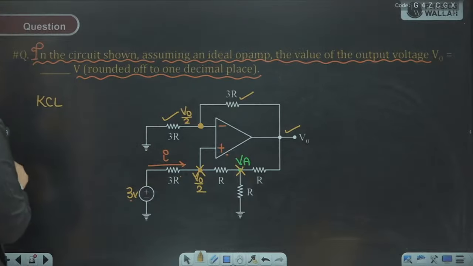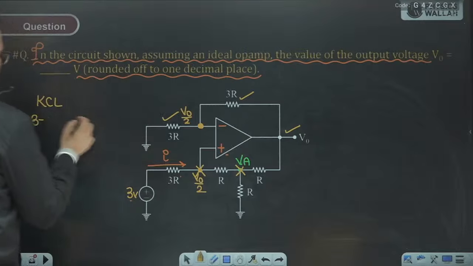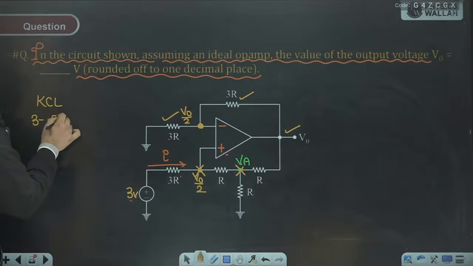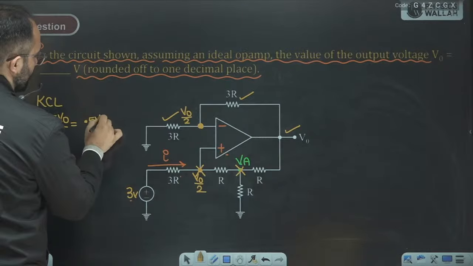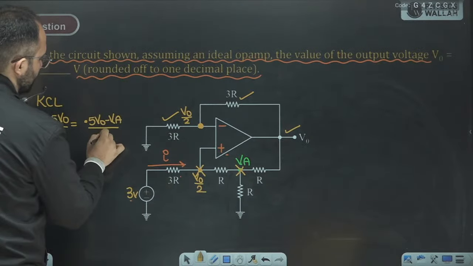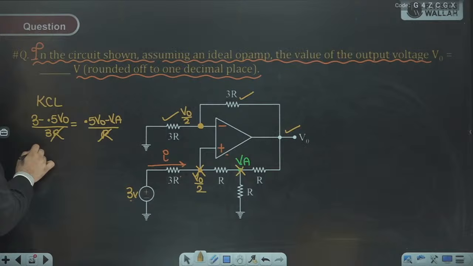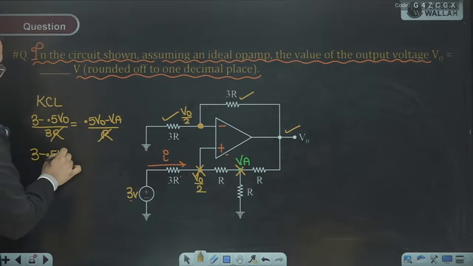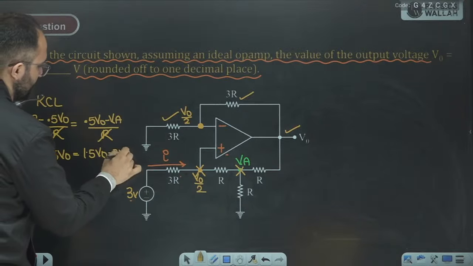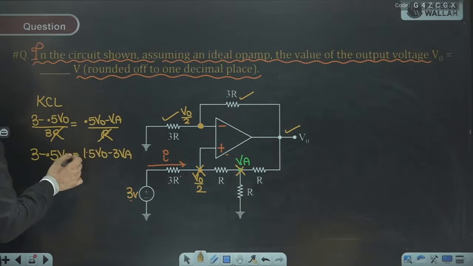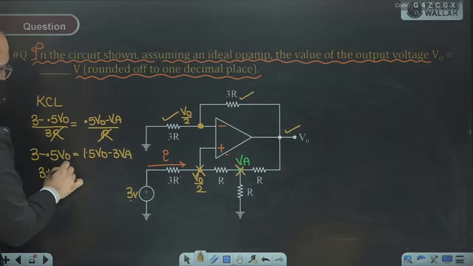KCL: incoming current equals outgoing current. 3 minus 0.5 VO divided by 3R is equal to 0.5 VO minus VA divided by R. R and R will cancel, 3 will get multiplied. 3 minus 0.5 VO is equal to 1.5 VO minus 3 VA. So we can see that 3 plus 3 VA is equal to 2 VO.